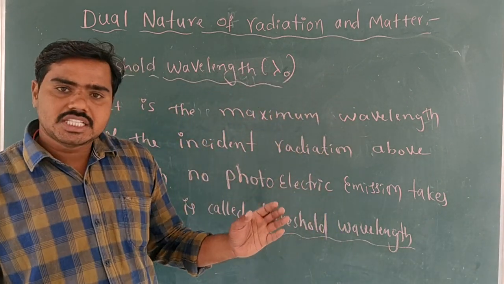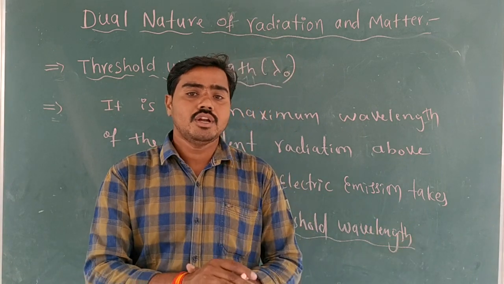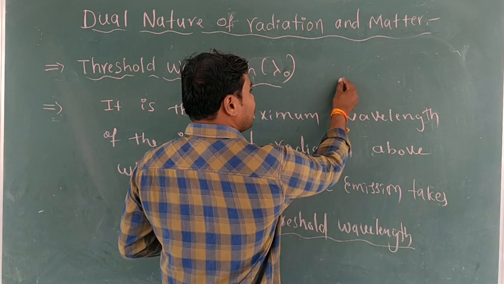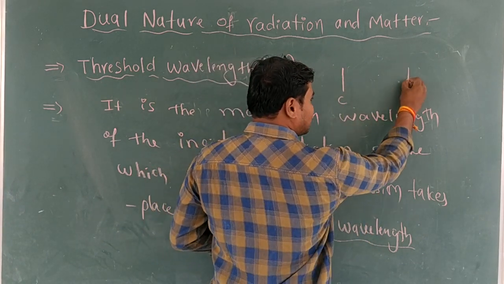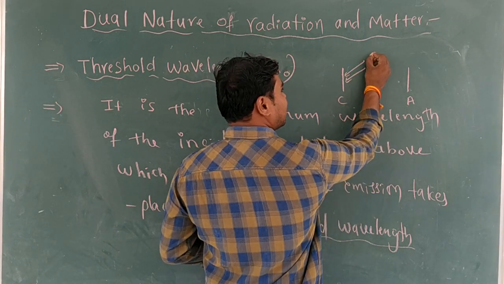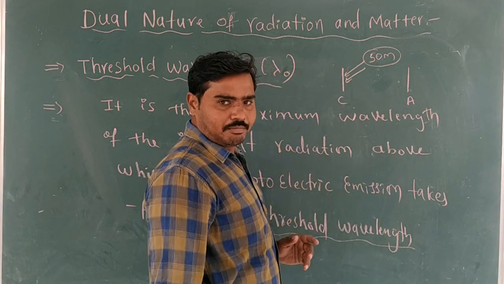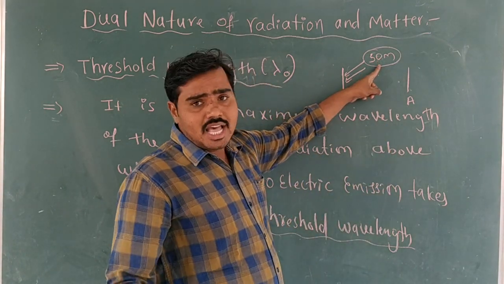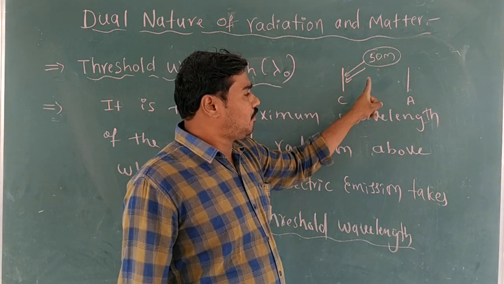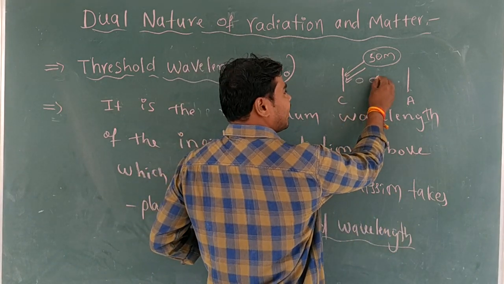Definition: the maximum wavelength of the incident radiation above which photoelectric emission does not take place, but below which it takes place. Say this is the cathode plate and this is the anode plate, and this is the incident radiation. Its wavelength, for example, I am considering 50 meter, measured in meters. 50 meter is the maximum wavelength. When you apply 50 meter wavelength of incident radiation on the cathode plate, at that time electrons are liberated.